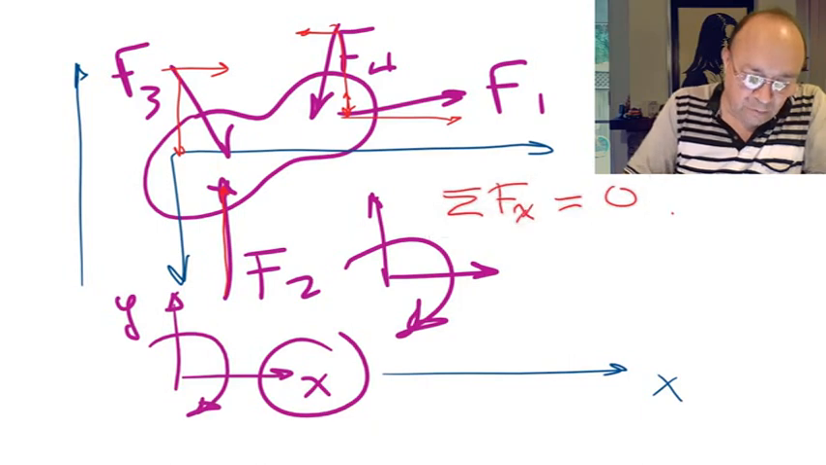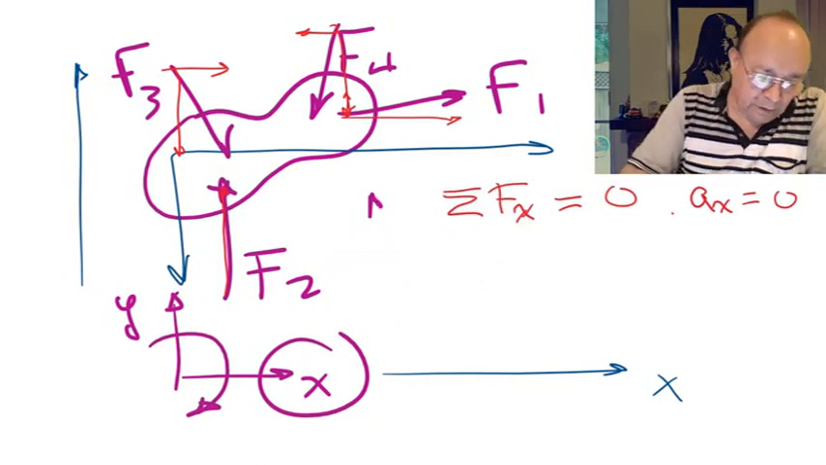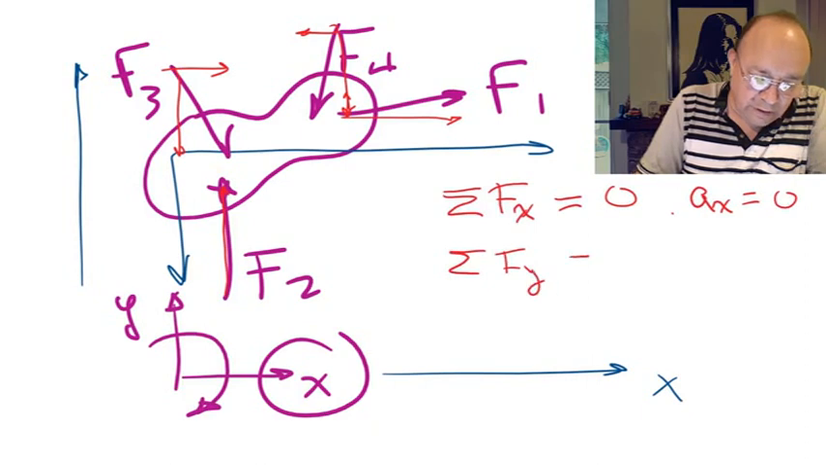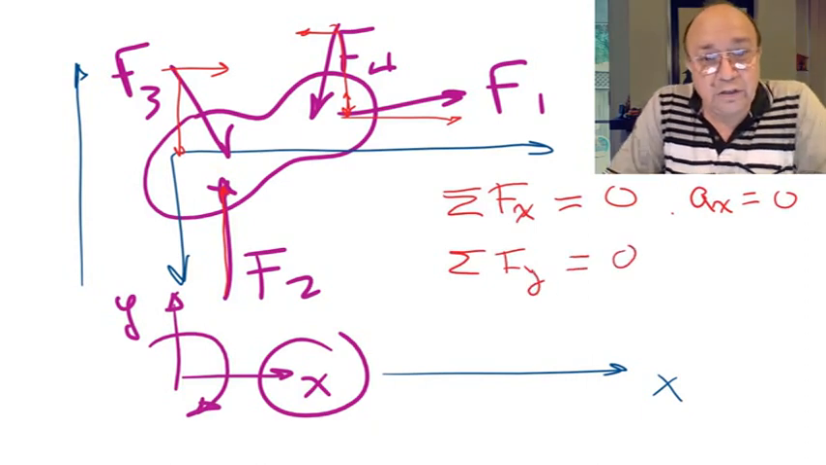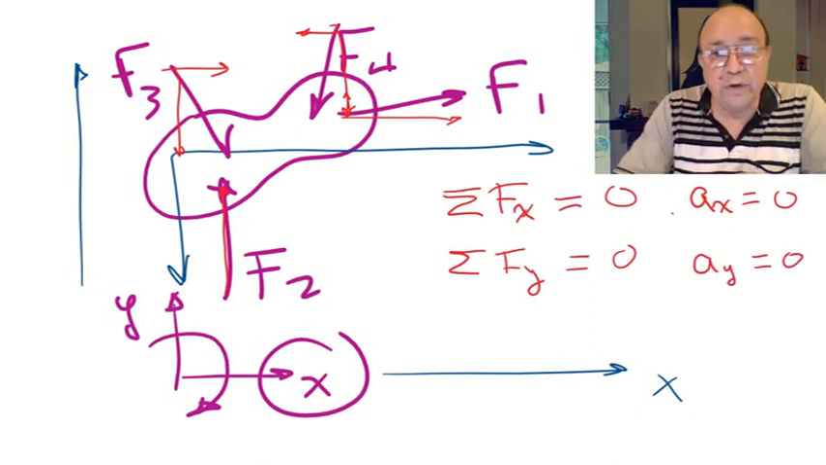So there will be equilibrium in the x direction. If you take the summation of all the components in the y direction and that summation is equal to 0, then we can guarantee that there is no acceleration in the y direction.